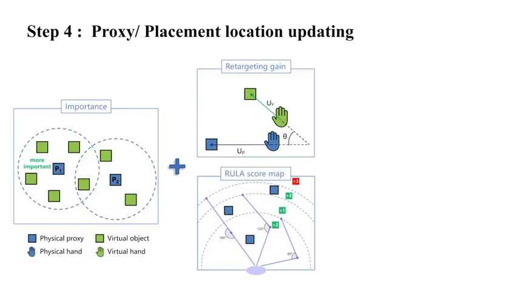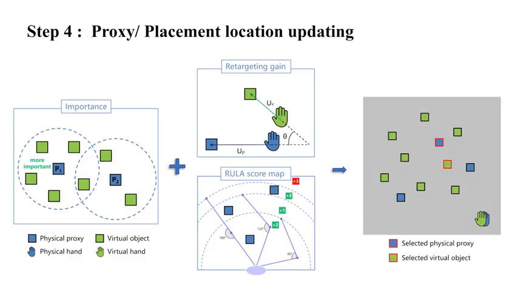After the reset point selection and reset starts, we use the proxy and position updating algorithms to select a more reasonable physical proxy or placement. In this algorithm, we compute the importance score, the retargeting gain score, and the RULA score for each candidate proxy or placement location. We add up the scores and the one with the lowest score is selected as the final proxy or placement location. Here is an example of updating a physical proxy, where the physical proxy with the lowest total score is selected as the final proxy.